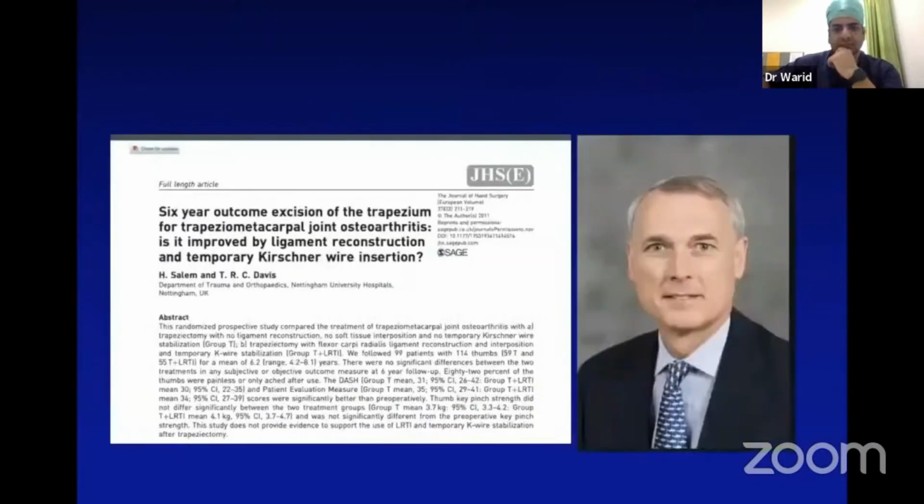As part of a large body of work on the arthritic thumb, Professor Davis has produced the definitive study with a long-term follow-up of a randomized trial of 100 patients in which no advantage could be found to a ligament reconstruction and tendon interposition. Just over 80% success was reported in both groups.